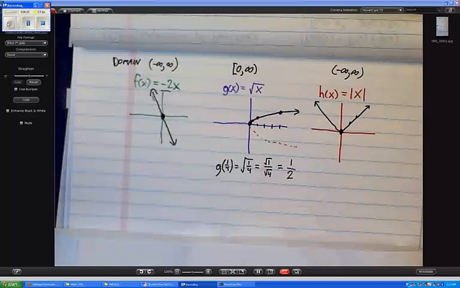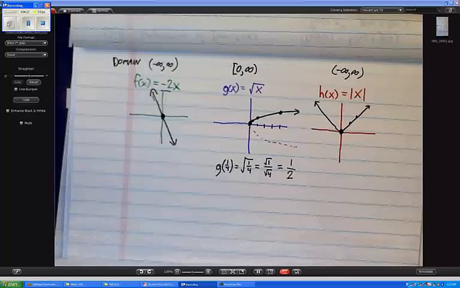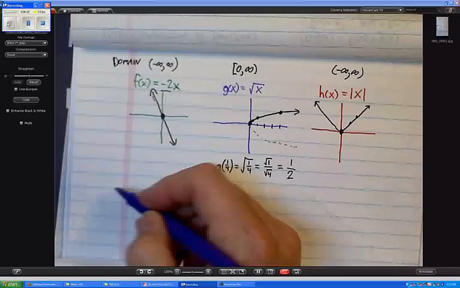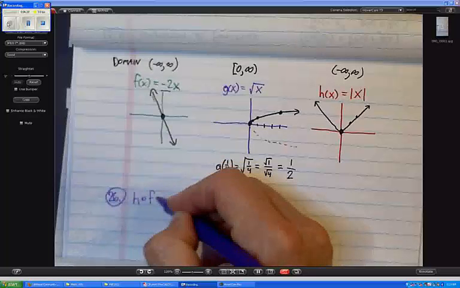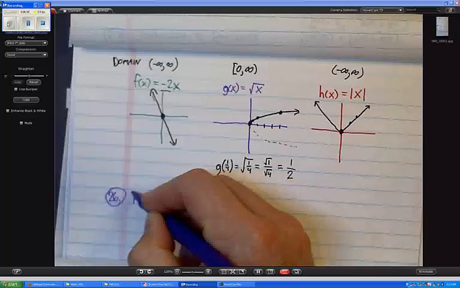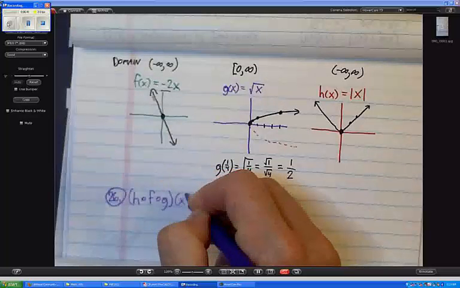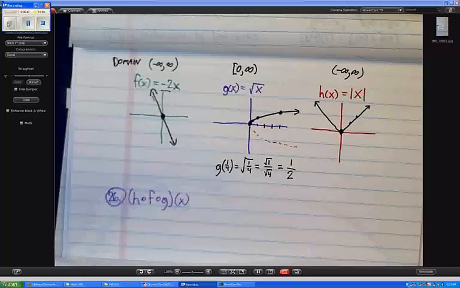I could do, for example, let's do 26 as an example. It says, give us an expression for H composed with F composed with G of X. That's what it asks me. And a lot of times what I do when I do composition is I do exactly this. I'll do several steps. And at first let's write down exactly what this means. And we're going to have way too many parentheses, but we'll deal with it.